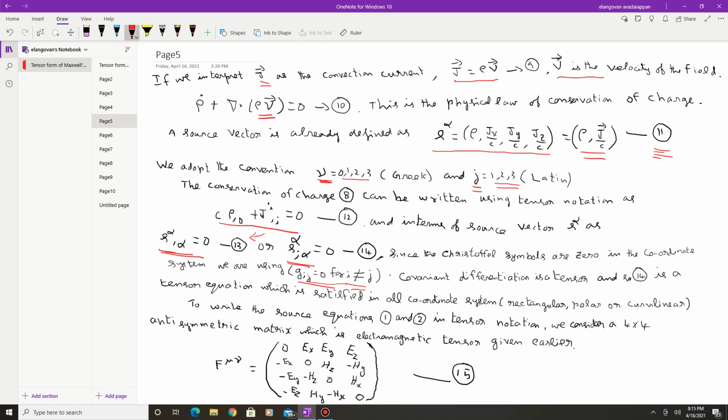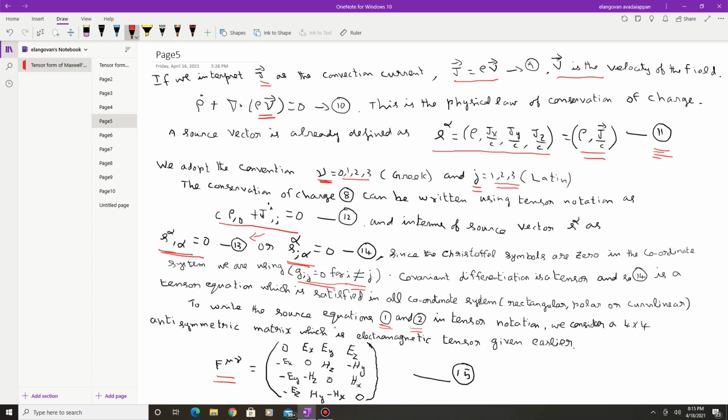Now let us write down the source equation, because we are interested in writing Maxwell's equations in tensor form. First we have two equations, equations 1 and 2, which are the source equations. Among the four equations that you are considering, you combine 1 and 2 as the source equations, and we have already defined the electromagnetic field tensor.